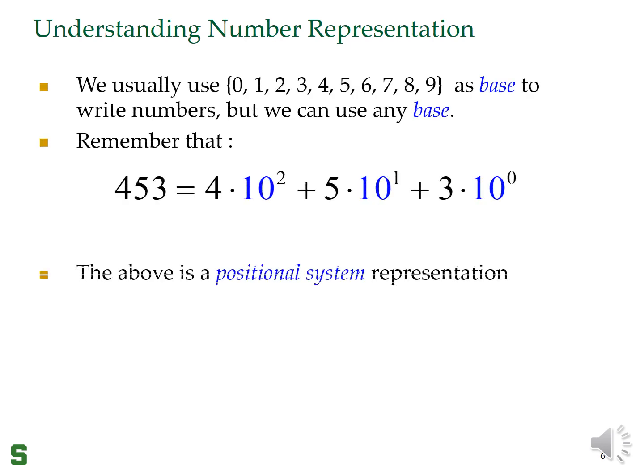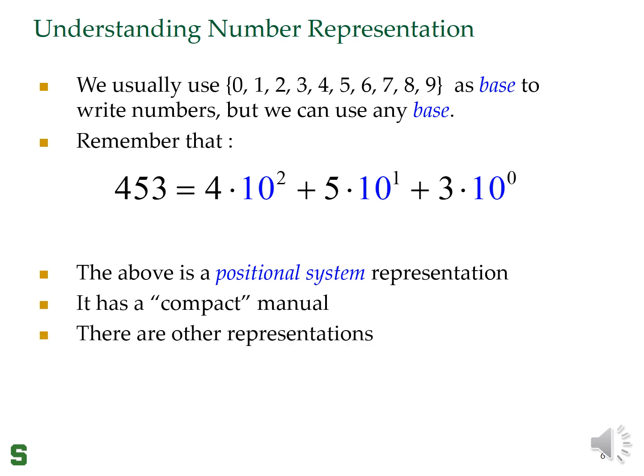In number representation, this is something you have been studying since kindergarten. This is called place value notation. We usually write numbers with a base. In this case, the base happens to be 10. And because the base is 10, we have 10 different digits, from 0 to 9. And we write the number 453 as 3 times 10 to the power 0, plus 5 times 10 to the power 1, plus 4 times 10 to the power 2.